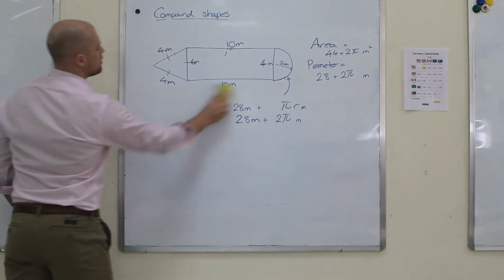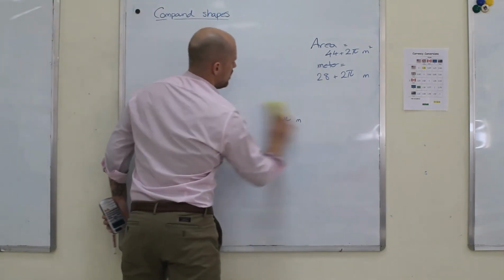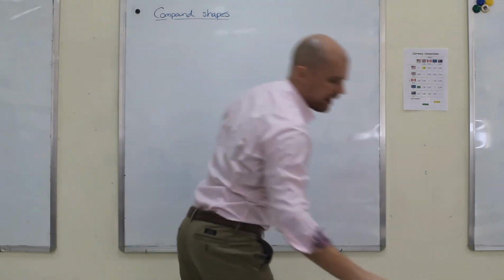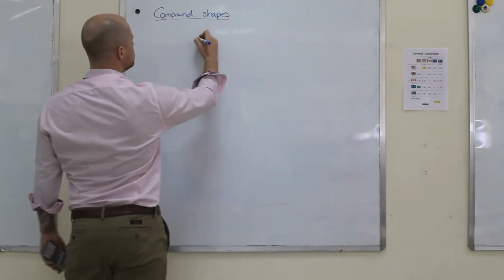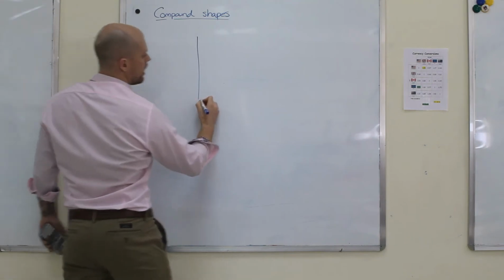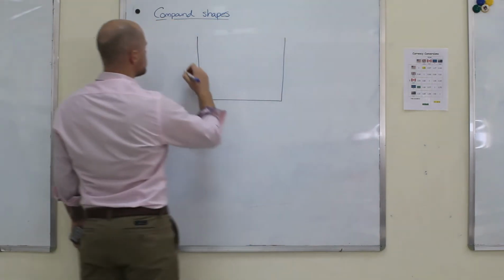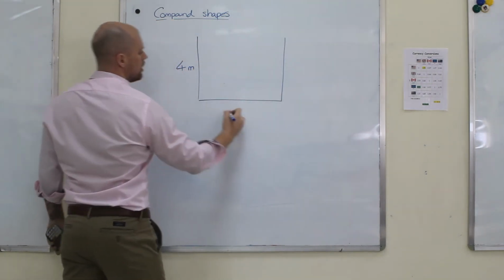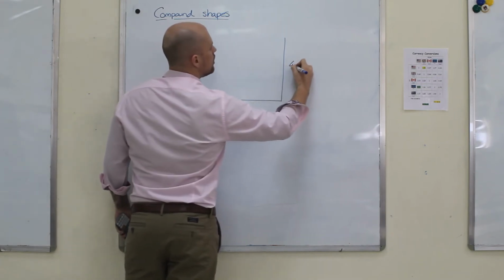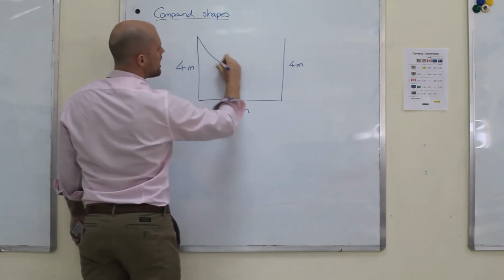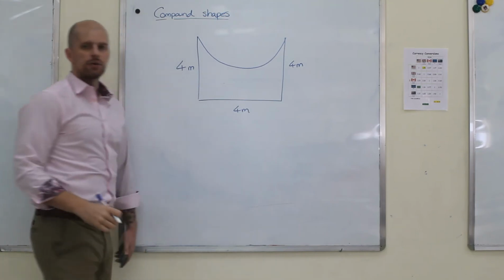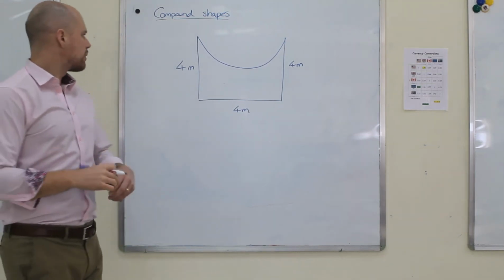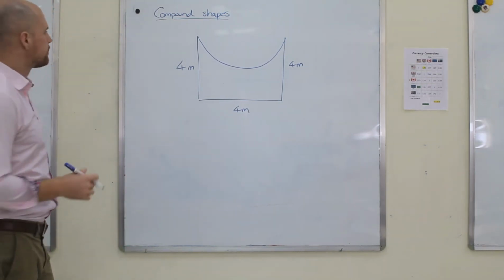Let's take another example. What I'm going to look at now is a square, which has sides 4 meters, but I've got a semicircle taken out of it. I want to find the area and I want to find the perimeter.